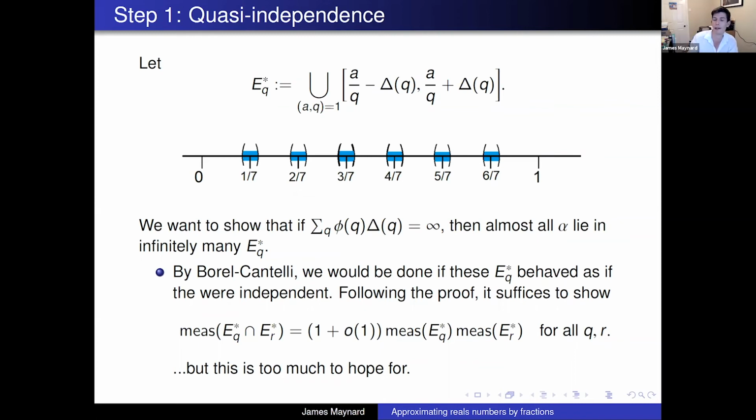This is definitely just plain false for arbitrary functions delta. So it's just not the case that the measure of the intersection is the product of the measures for general functions delta. It's maybe quite close to this, but there's certainly going to be fluctuations when sometimes the measure of the intersection is rather smaller and sometimes it's rather larger.